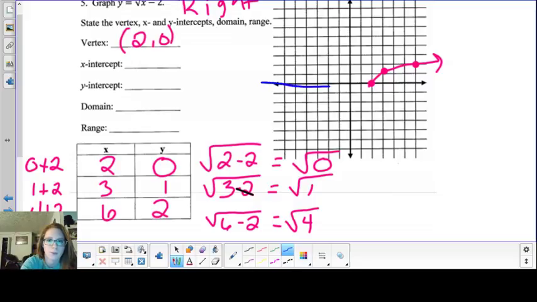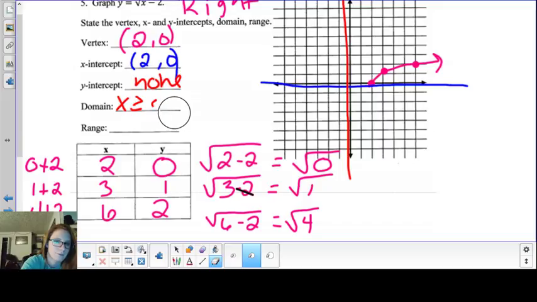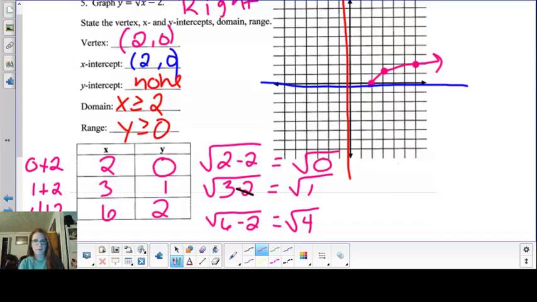The x-intercept is where it hits that line, which again in this case is 2, 0 as well. Do I hit my y-intercept at all? Nope. So I don't have one. My domain's my x's. They're getting bigger than 2, and my y's are getting bigger than 0. I looked in the wrong column. Sorry.